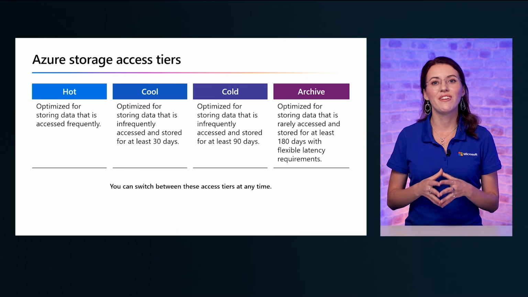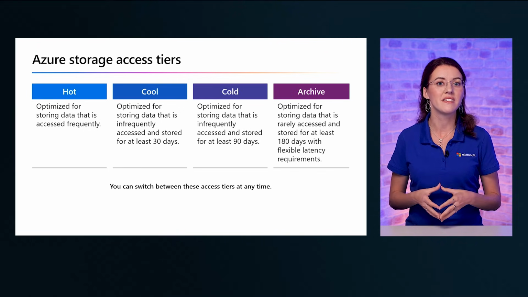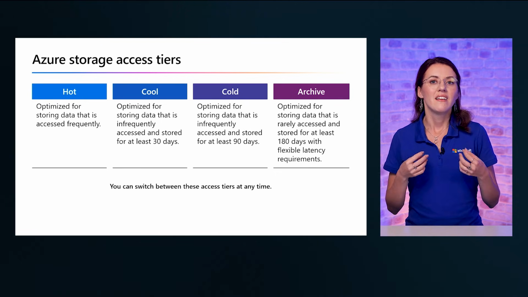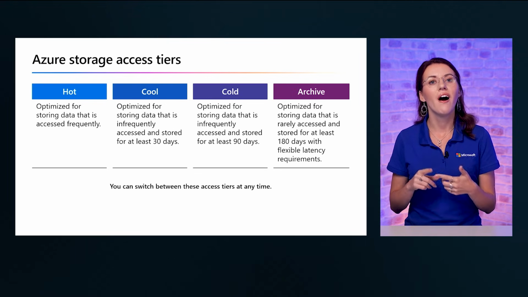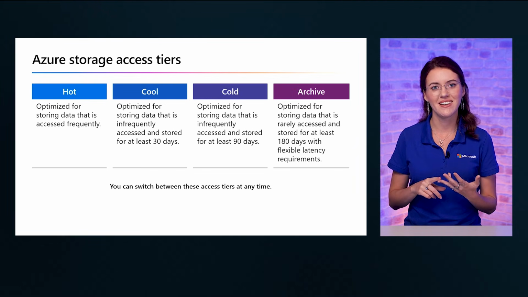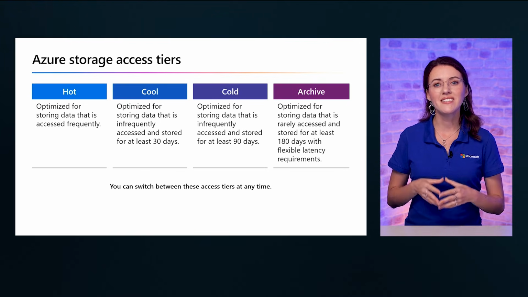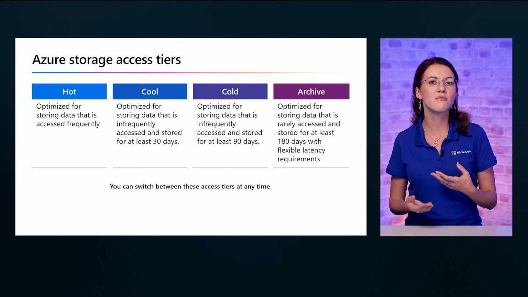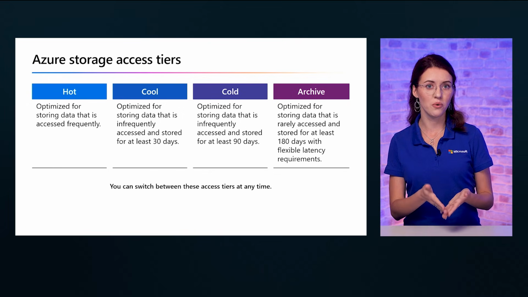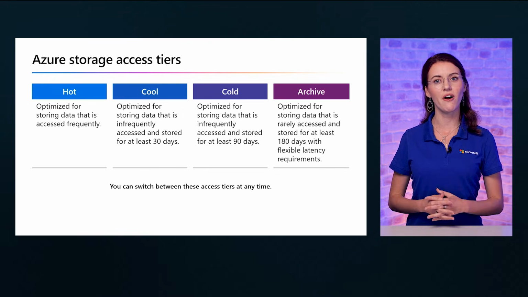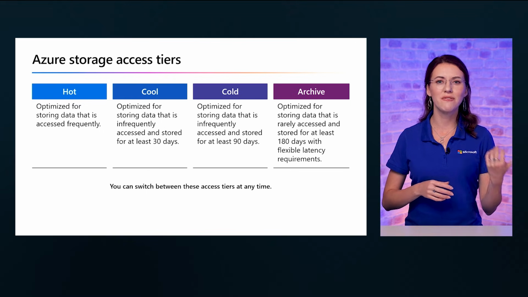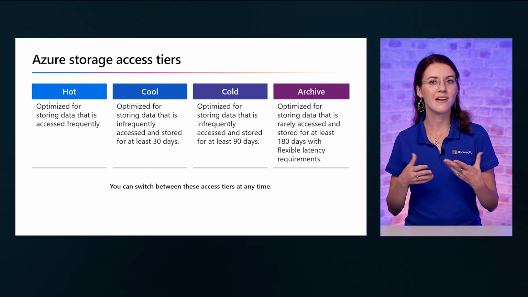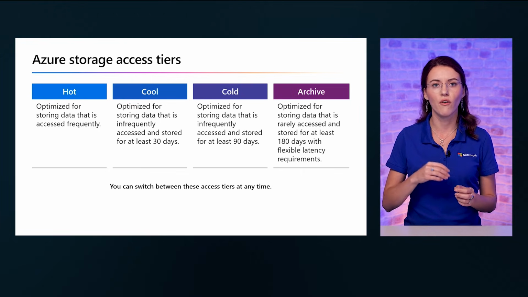Azure Storage gives you flexibility and access tiers so you can store data in the most cost-effective way. These tiers are hot, cool, cold, and archive. The hot tier is for data you use all the time, like images on a website, fast and ready whenever you need it. The cool tier is for data you don't touch often but still need available, like invoices, and it's best for at least 30 days of storage.